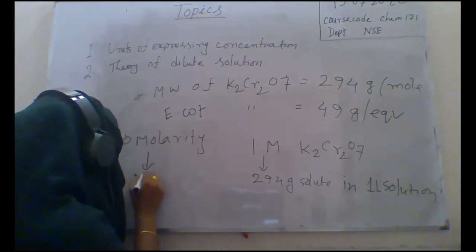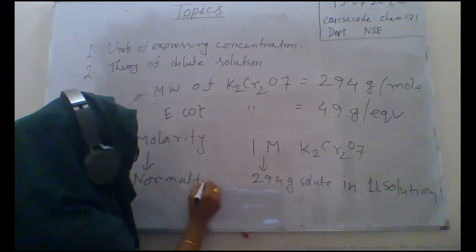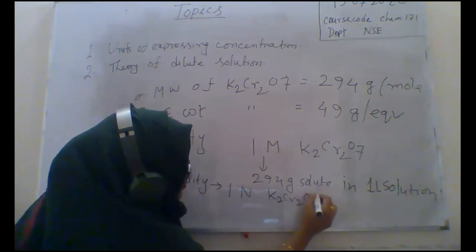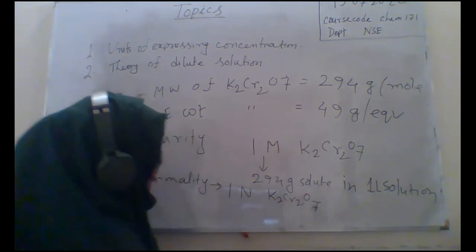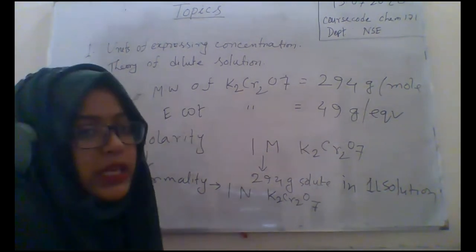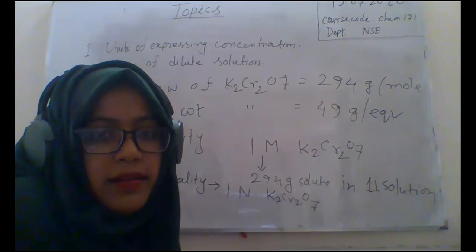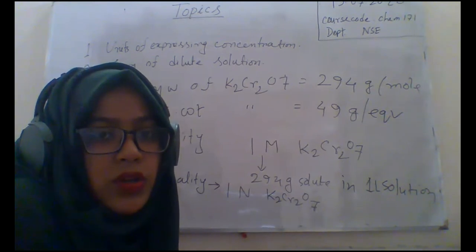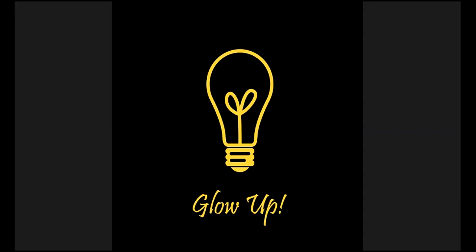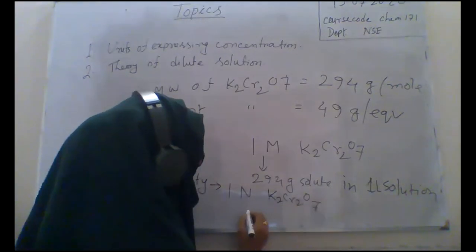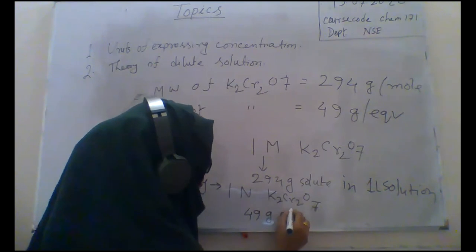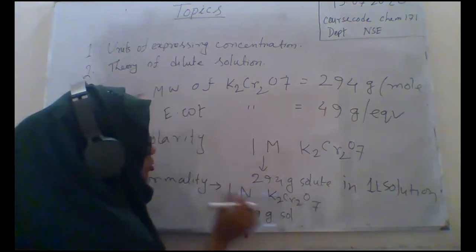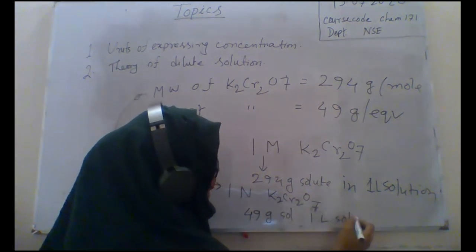But in normality, if you want to make 1 normal potassium dichromate solution, what will be the thing? Can anyone answer? Miss, we will take 49 gram. Yes, right. Here, only 49 gram of solute will be taken for 1 normal in 1 liter solution. So what is the difference?